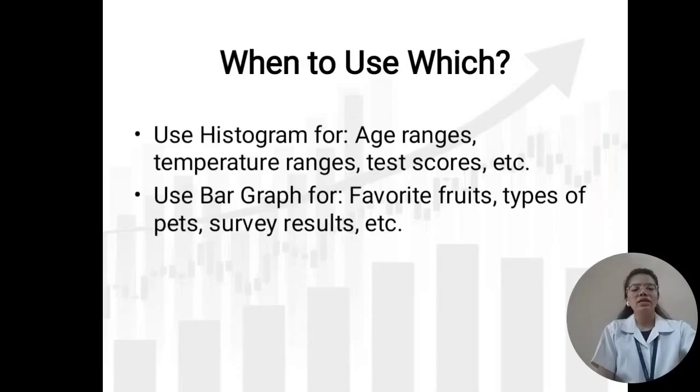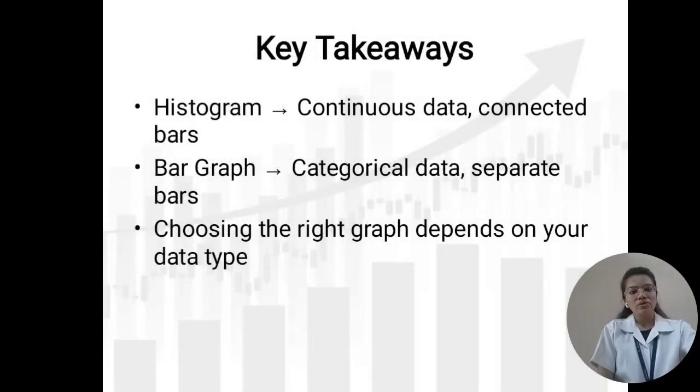Use a histogram for ages, ranges, temperature range, test scores, etc. Use a bar graph for favorite fruits, types of pets, survey results, etc. So the key takeaway to keep in mind: for a histogram, continuous data would be there and bars should be connected. In a bar graph, categorical data would be taken and separated bars would be plotted, and choosing the right graph depends on your data type.